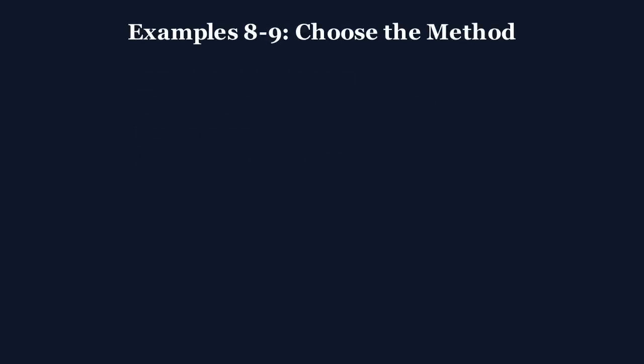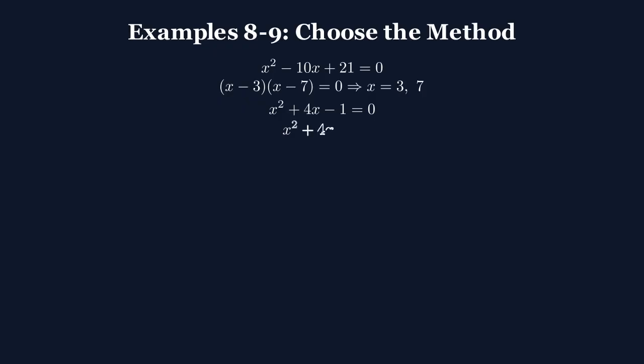Example 8. Solve x squared minus 10x plus 21 equals 0. Factoring is quick. (x minus 3)(x minus 7) equals 0, so x equals 3 or 7. Example 9. Solve x squared plus 4x minus 1 equals 0. Factoring is not obvious, so use completing the square. (x plus 2) squared equals 5. Therefore x equals negative 2 plus or minus root 5.